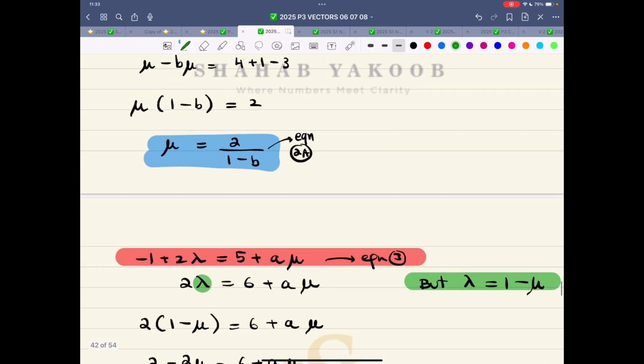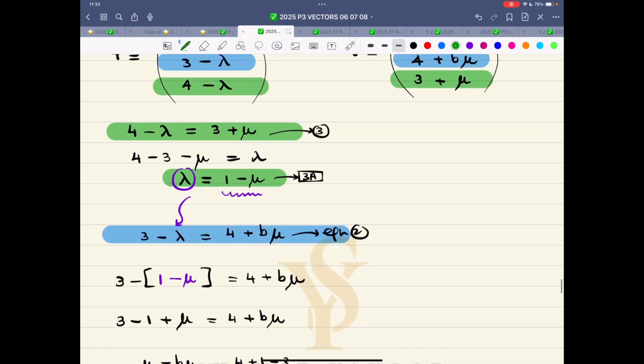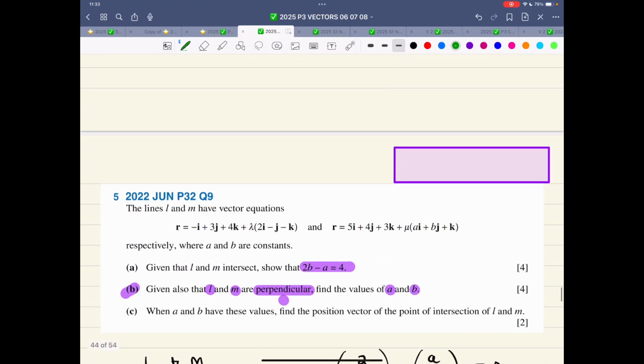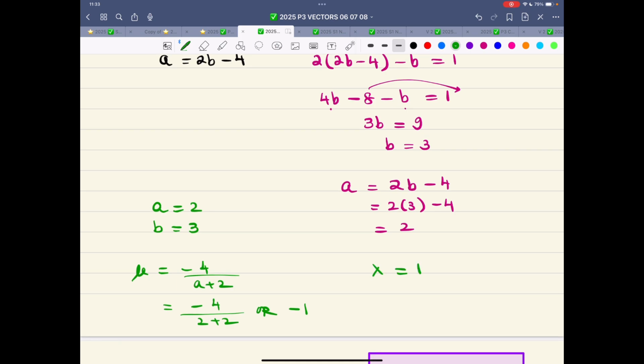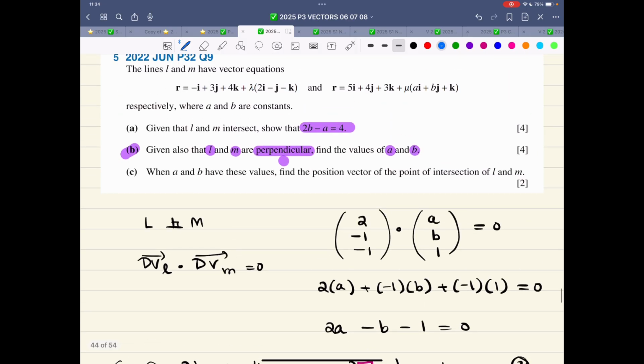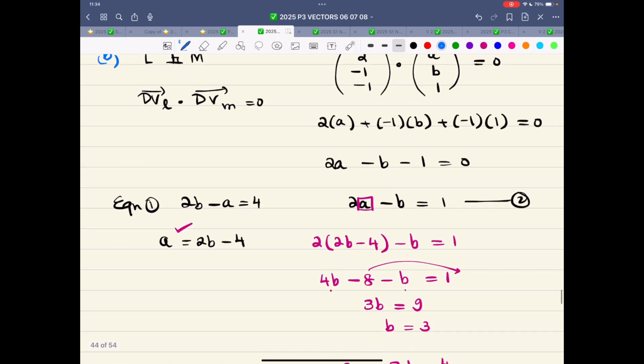And what about lambda? Can I evaluate lambda? Yes, lambda is 1 minus mu. That is 1 minus minus 1. That comes out to be 2. So now for this particular part, I was just interested in A and B because that is what the examiner has asked. Another 4 marks, and these were the easy 4 marks. So part B was too easy to compensate for the very, very difficult part 1.